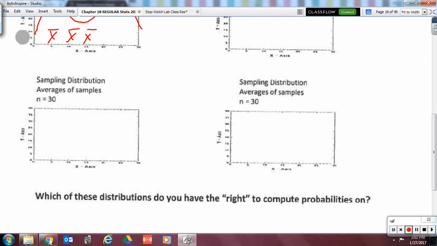These are samples of size 30. What is that going to be? Perfect. And these are X bars also. Good deal. Okay, let's do this top one.